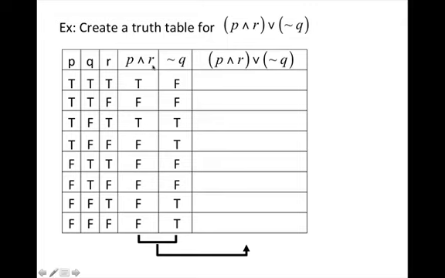So the P and R and the not Q are both false 3 times in this table, in row 2, row 5, and row 6. So that's when the OR is false, in rows 2, 5, and 6. It's going to be true everywhere else. If at least one of those values is true, my OR is true.